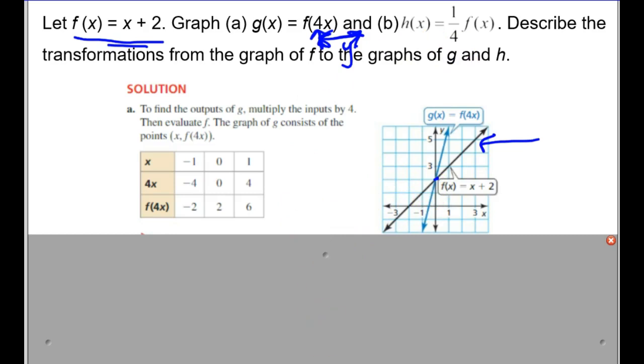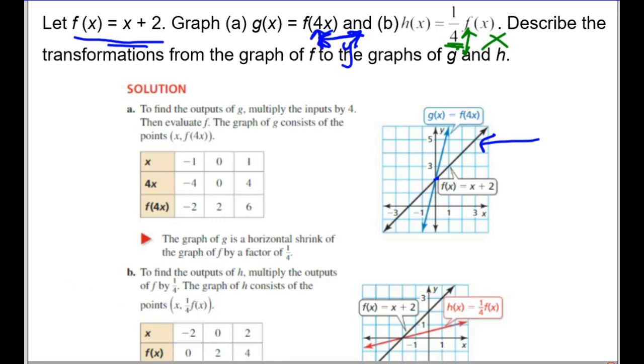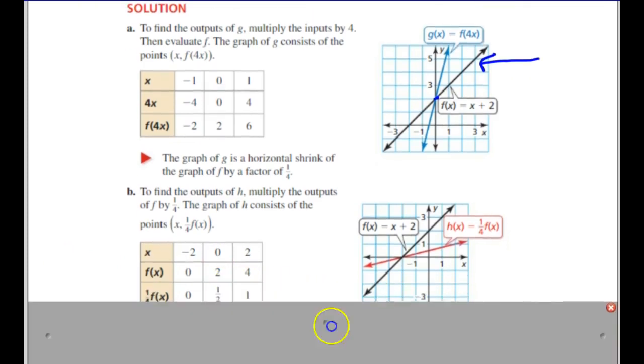Okay, so for the second part, here's my stretch or shrink. This is going to be a shrink because it's less than 1. It's outside my parentheses, which means it's going to be going up and down, which means that my x-intercept is going to stay the same. So if we look at what that graph looks like, let me scroll down just a little bit.